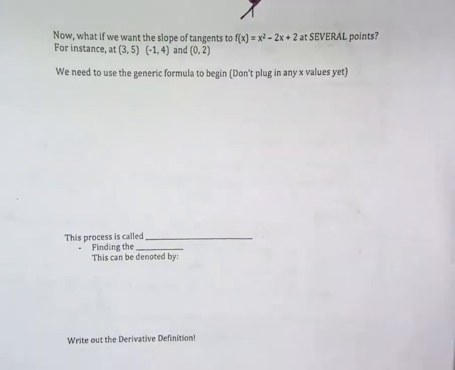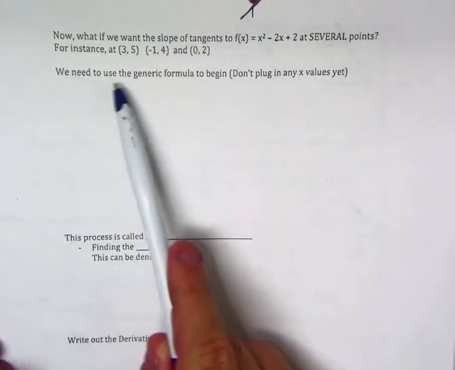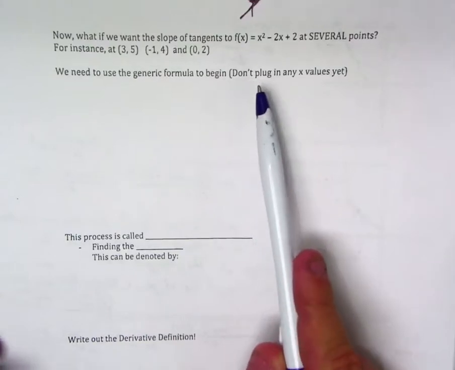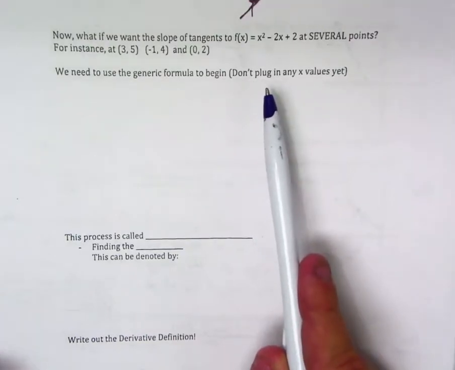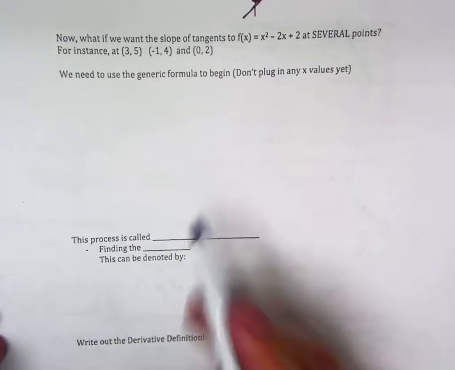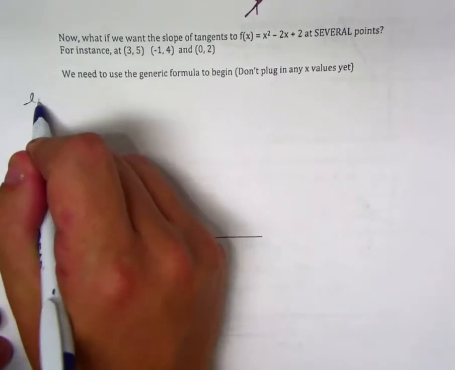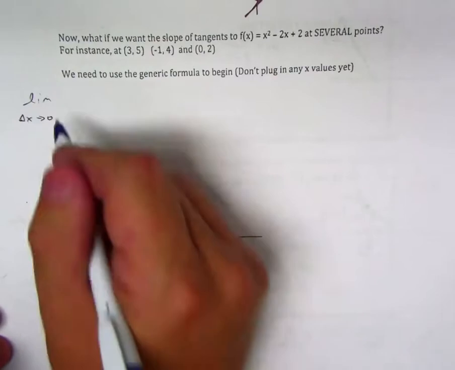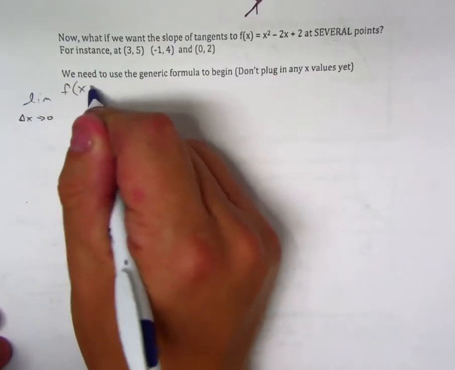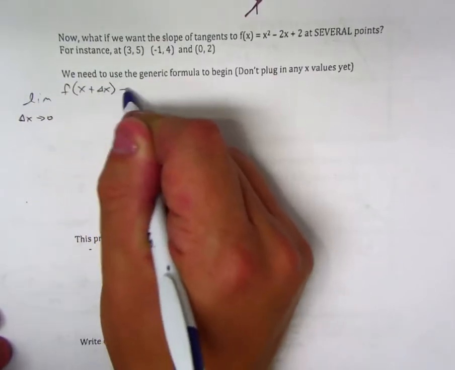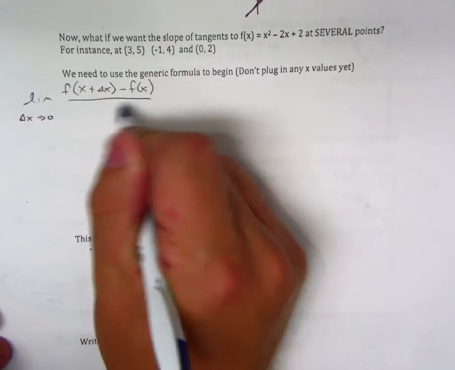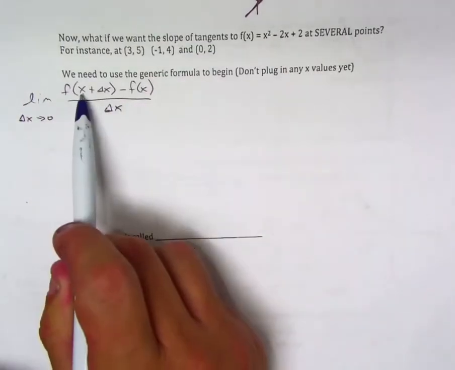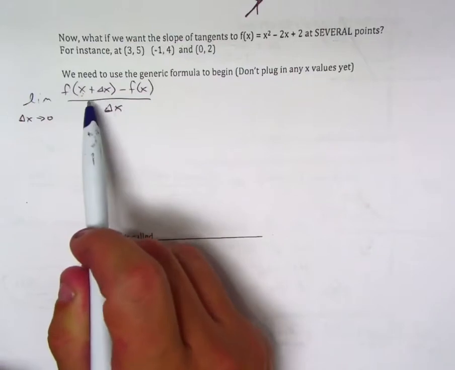Essentially what we're about to find here is what's called the derivative. We need to use the generic formula to begin with, meaning where we saw the c's before, let's just replace those with x's. Let's not plug any numbers in for those x's. Here's what this looks like. So what we want to find is the limit as delta x approaches 0, but we're not going to use c, we're just going to use x this time. x plus delta x minus f of x over delta x. We're not going to plug any values in for x right now. We're just going to input these into our function.